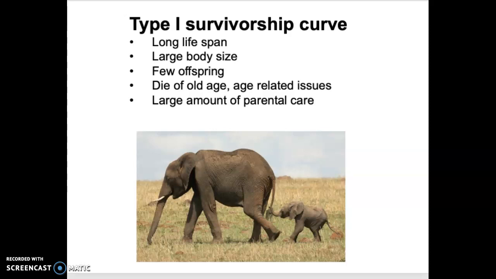So our elephant's a great example. She's going to live 100 plus years. Obviously, she gets big. She might only have 1 or 2 babies. When she does die, it's usually late in life, old age, illness, injury as an older elephant. And she's going to do everything possible to take care of that baby. Huge investment in offspring. But you have very few offspring when you're type 1 survivorship. Okay? All right, so that's type 1.